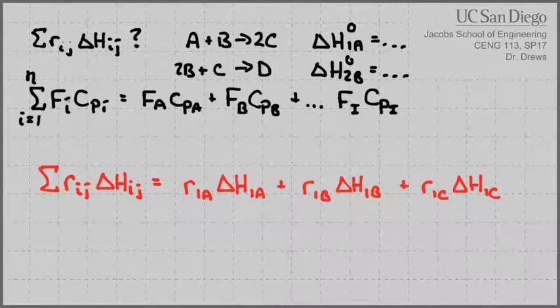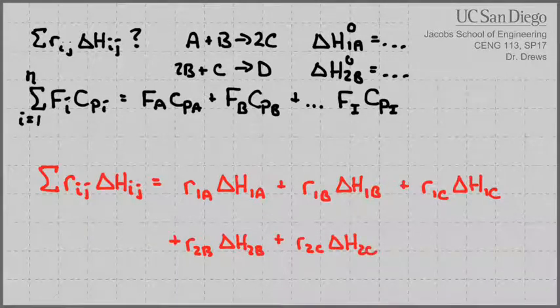I have one term for each of the species that occur in reaction 1. I also need one term for each of the species that occurs in reaction 2. So this is R2B, wait, where was mine? Yeah, R2B delta H2B plus R2C delta H2C plus R2D delta H2D. Why is it I can't write something like that?